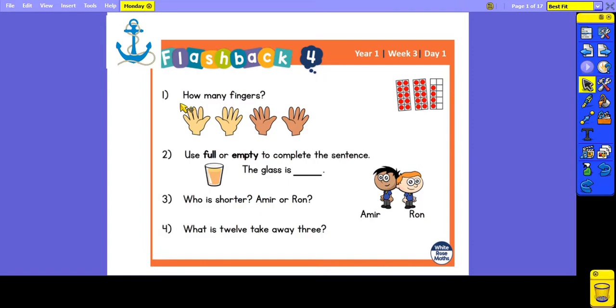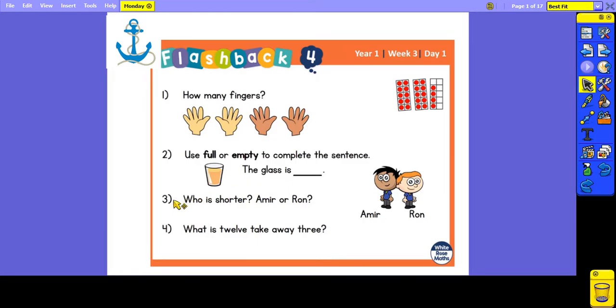So question 1 says how many fingers? So for this one you need to count in your multiples to work out how many fingers there are altogether on the hands. And question 2, it says use full or empty to complete the sentence. So you need to look at the glass here and decide whether the glass is full or empty.